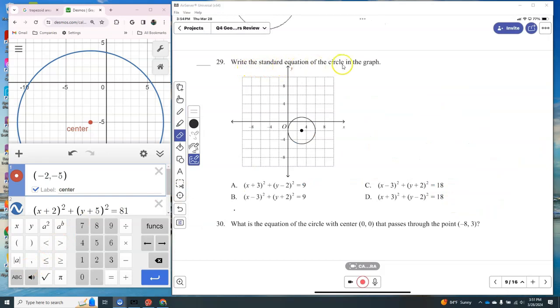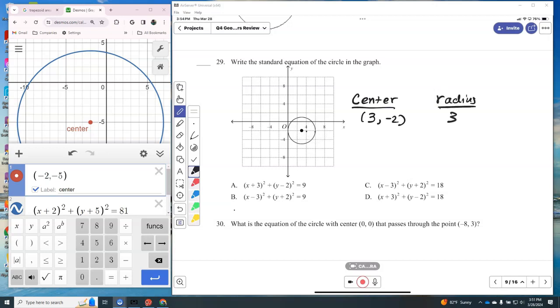Write the standard equation of a circle in the graph. So the center, and be careful because it's going by twos, is 3 comma negative 2. And you notice that it's going to be 1, 2, so the distance of the radius is 3.